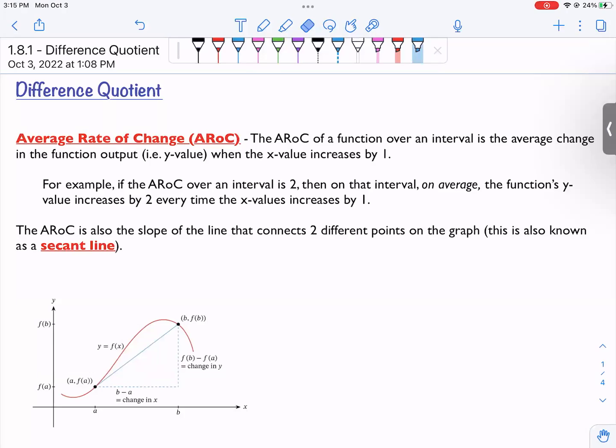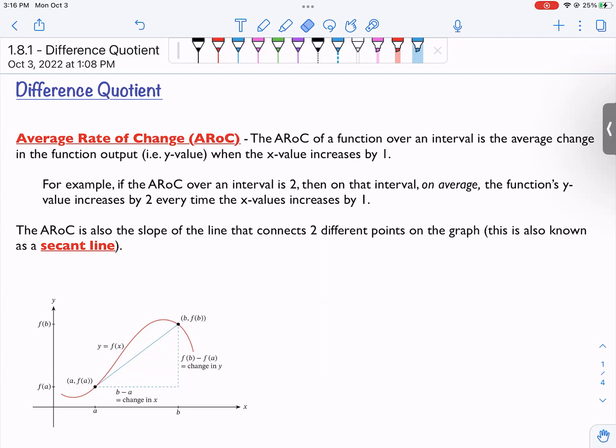Let's talk about the difference quotient. The difference quotient is a topic that you're going to cover heavily in calculus. You're going to come back to it and you're going to use it in really cool, robust ways. We're just simply introducing this topic now here in pre-calculus.